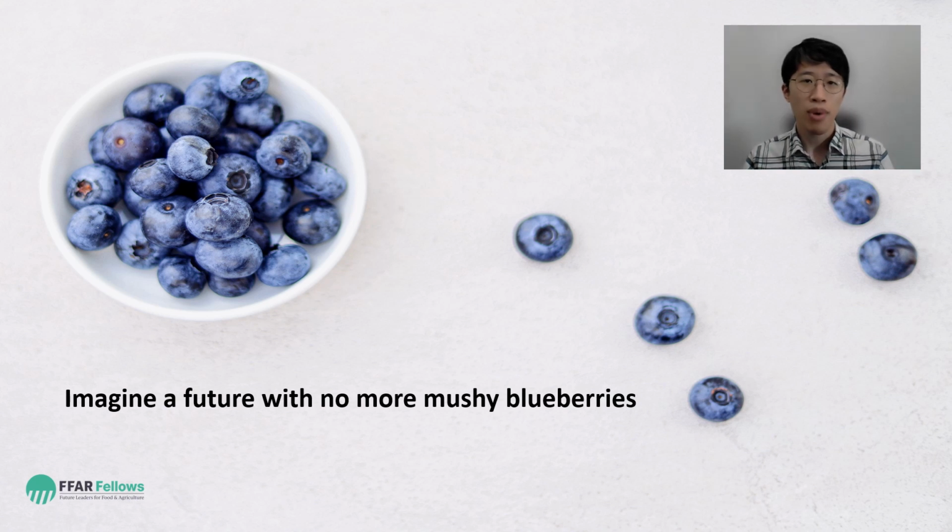Have you ever bought a pint of blueberries and found out how unpleasantly soft they are when you tried them? Since blueberries are soft fruits, they go through rapid softening during transport and storage. This leads to bad consumer experience and reduced profitability for the industry. By developing blueberry varieties with better texture, we can make them more appealing to consumers and increase their market value.